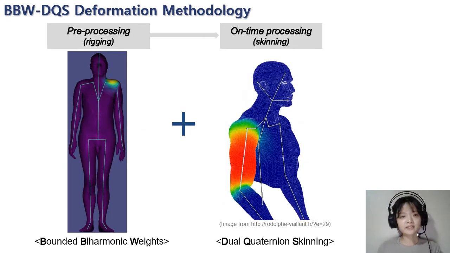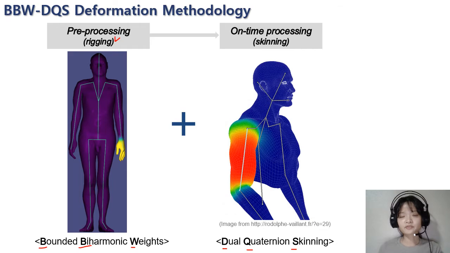The technique we have used for the phantom animation is the BBW-DQS deformation methodology. As can be easily recognized from its name, this methodology consists of two steps. One is BBW, which is pre-processing, also called rigging in the field of computer animation, and the other one is DQS, which deforms the phantom for each frame.